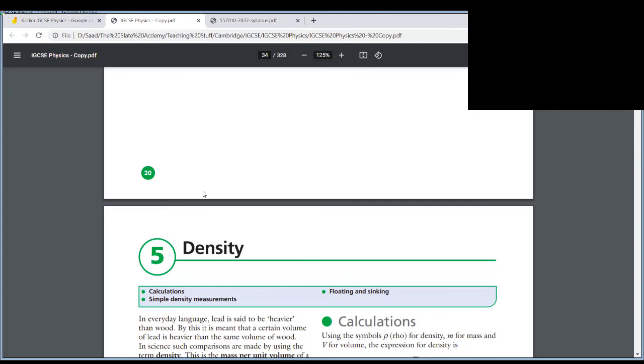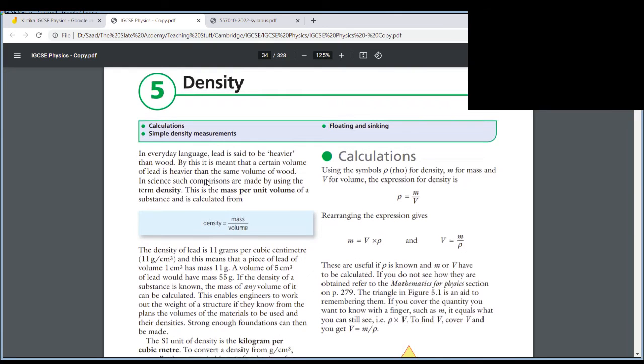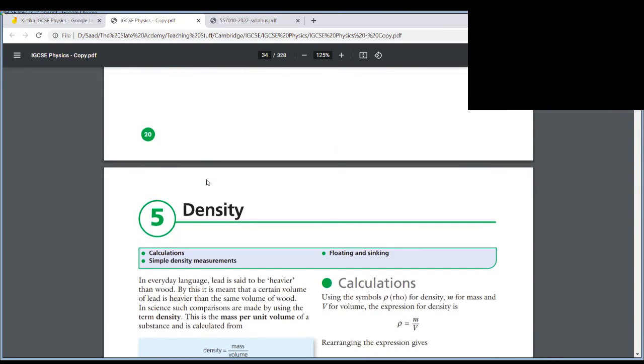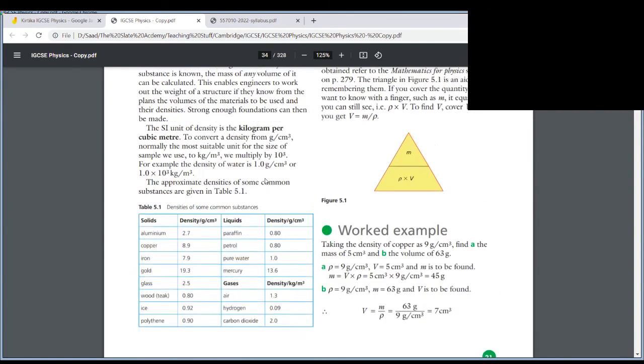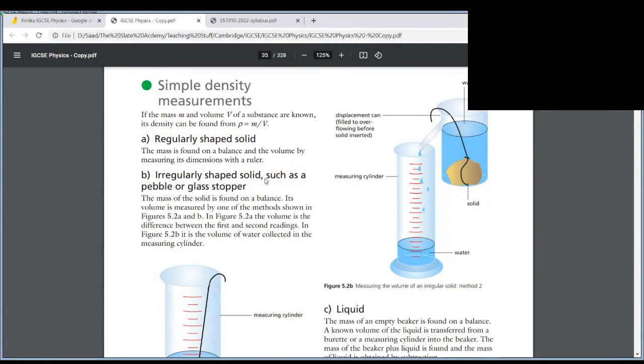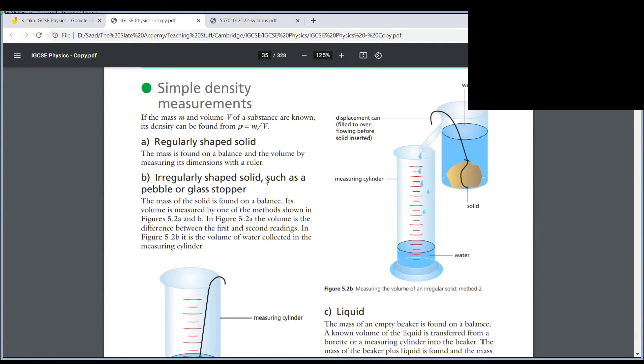So how do we calculate density? This formula can be rearranged to find mass, volume, or density. Out of these three quantities, we need to have two, and we can find the third one. For example, if we have density and mass, we can find volume. If we have density and volume, we can find mass. And if we have mass and volume, we can find density.